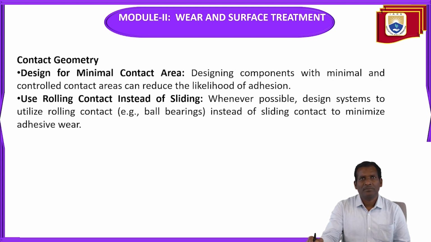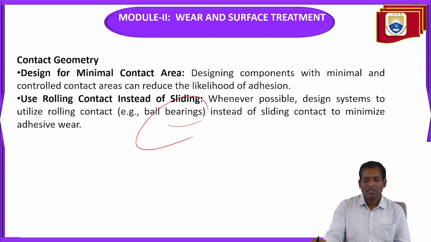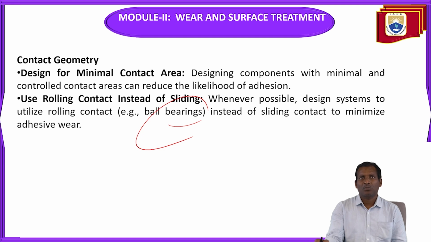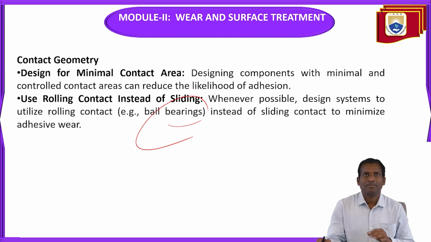Contact geometry. So design for minimum contact area. Designing components with minimal and controlled contact areas can reduce the likelihood of adhesion. Similarly, use rolling contact instead of sliding. Whenever possible, design systems utilizing rolling contact, for example ball bearings, instead of sliding contact to minimize adhesive wear.